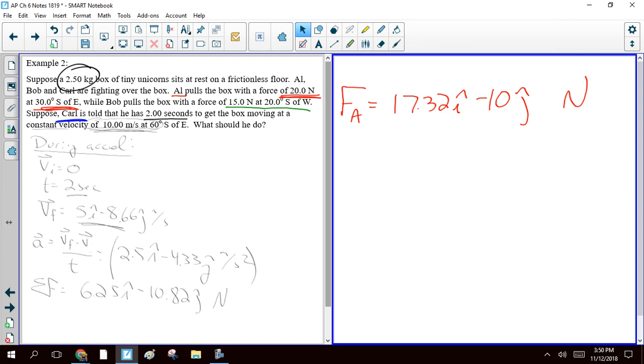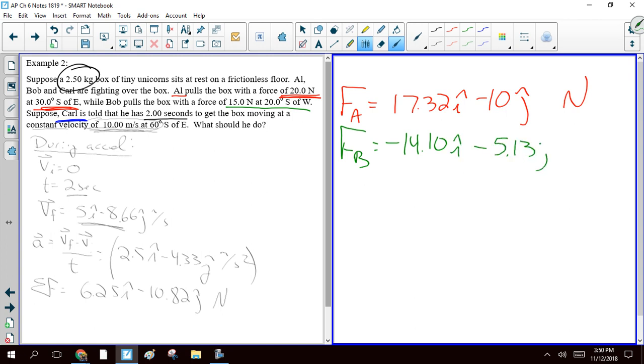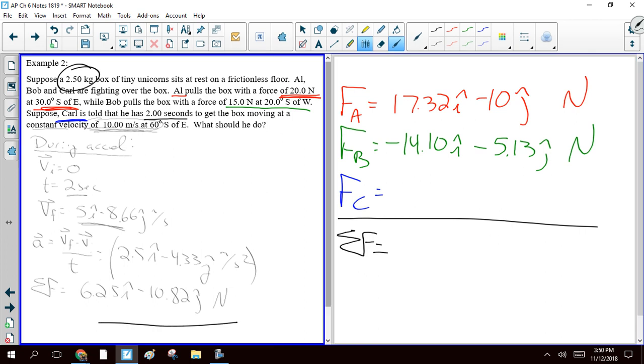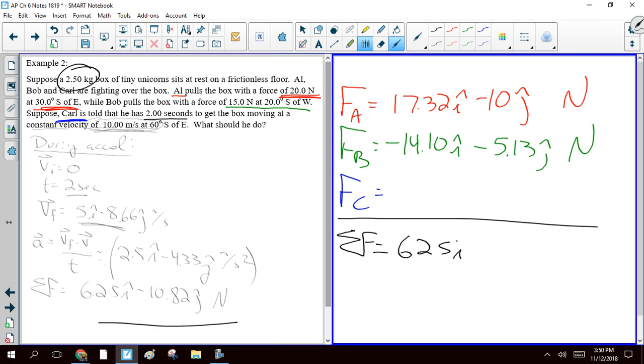Similarly, we know Bob's force. The force of Bob is 15 newtons at 20 degrees south of west, so that's negative 14.10i minus 5.13j newtons. And the question is, what does Carl have to do? While it's accelerating, the idea is we want this net force to be 6.25i minus 10.82j.